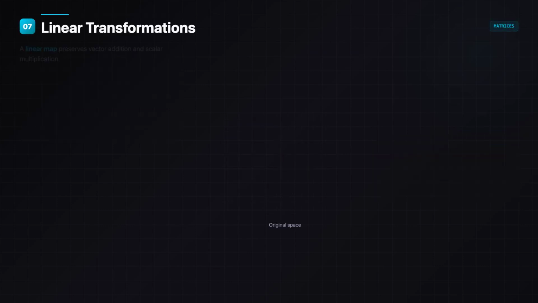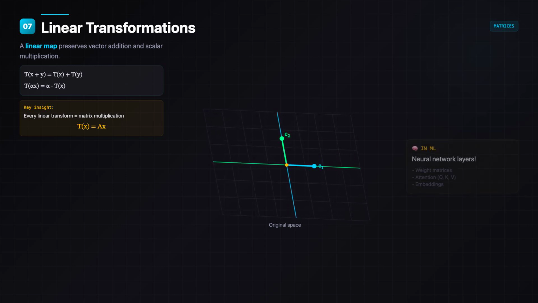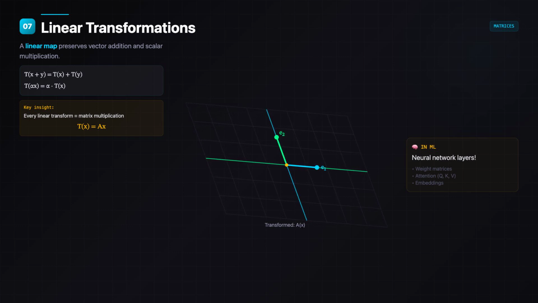A linear transformation preserves addition and scalar multiplication. Every linear transform can be represented as matrix multiplication. Neural network layers are linear transforms followed by activations. Watch how the grid morphs while keeping lines straight.